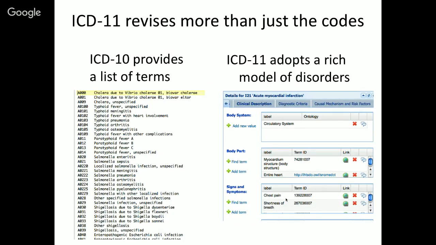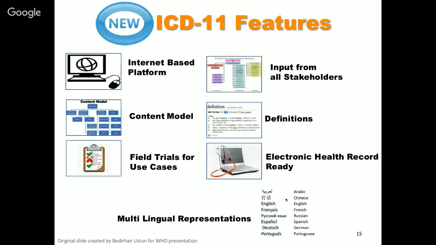So if you look at ICD-10, which is what we have now, basically ICD-10 is a list of terms. And what ICD-11 does is to adopt a very rich model of disorders, all of which is based in OWL, and uses this model in order to come up with a rich way of describing the disorders and diseases that are in ICD. So if you look at this slide, which comes directly from WHO, what you see are all the new features that they're touting, the idea that ICD-11 will be internet-based, that it will have this explicit content model of the terms, that it will be tested in field trials, that it will have input from all the possible stakeholders, that it will include a definition and additional information about the terms, and that it'll be ready for use with electronic health records, and that it obviously will be multilingual and support all the official UN languages.